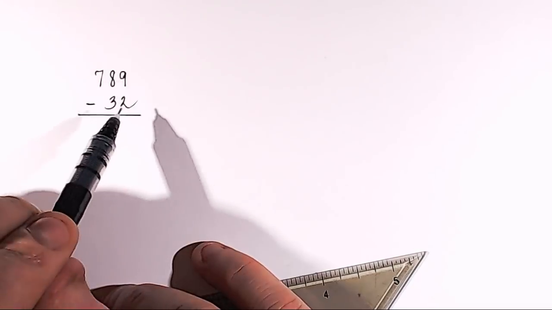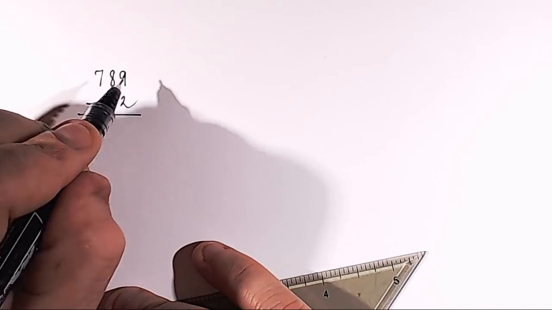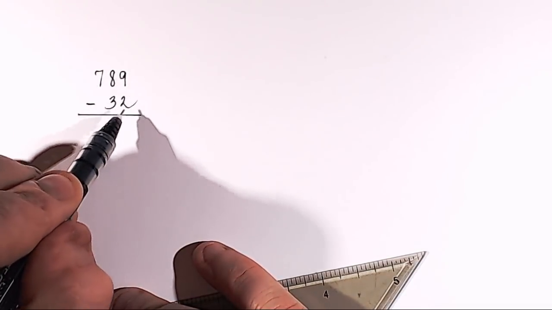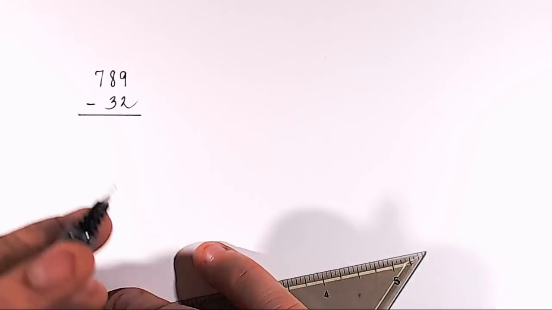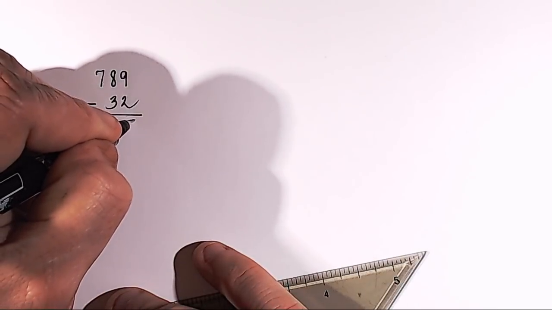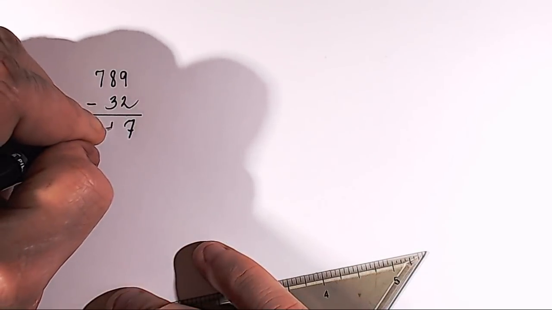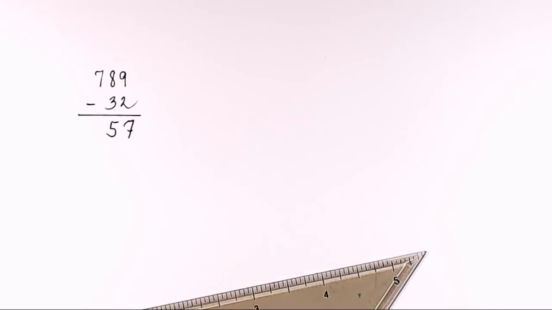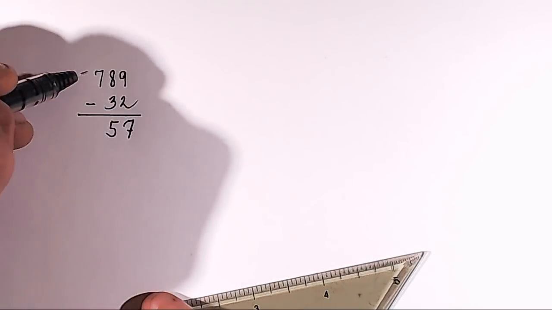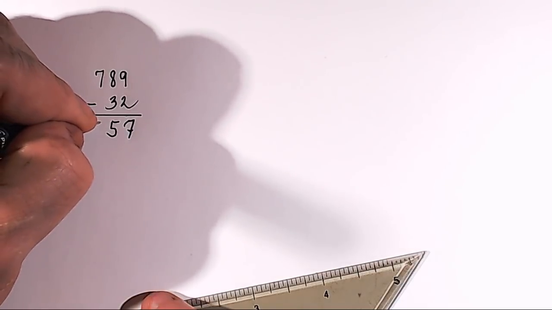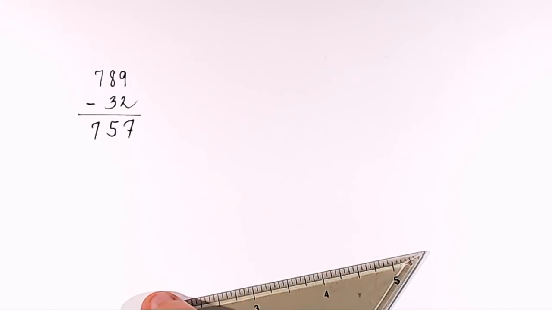So this number has to be smaller than this number, or else you have to borrow. All right. But 2 is smaller than 9, so I could just say 9 minus 2 is 7. 8 minus 3 is 5. And 7 minus 0 is 7. So the answer is 757. All right.